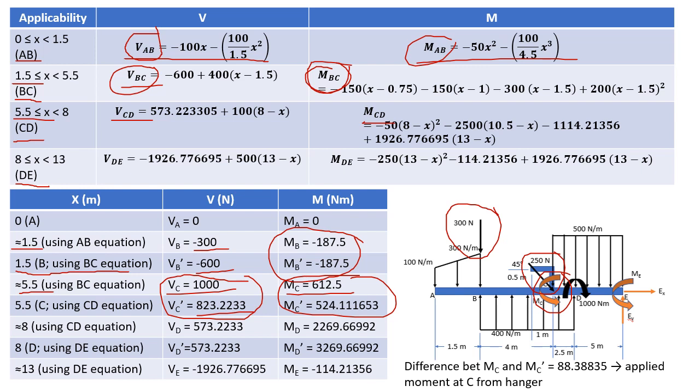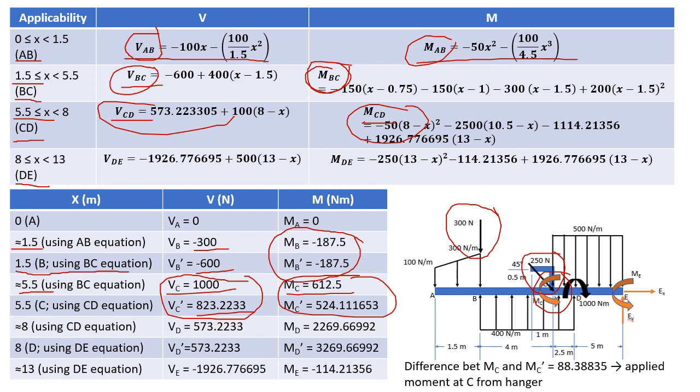The difference in the moment would be because of this moment here, 88.38835 Newton meter. That's what we solved before when we transferred the force at the hanger to point C. It's negative, counterclockwise negative. I will explain it further when we go to the area method, why it's negative. And then, we also use this equation, VCD and MCD, for x almost 8.